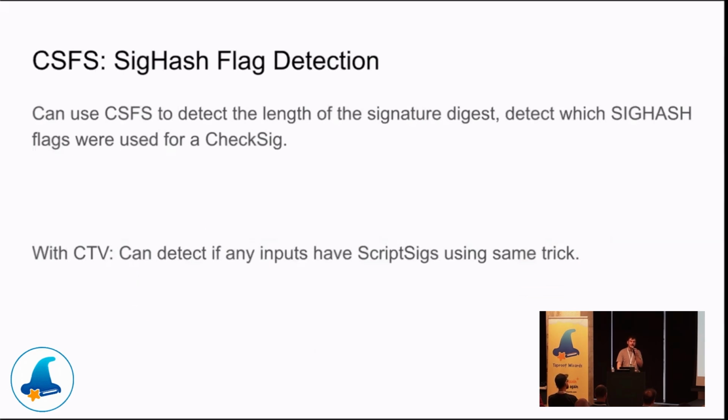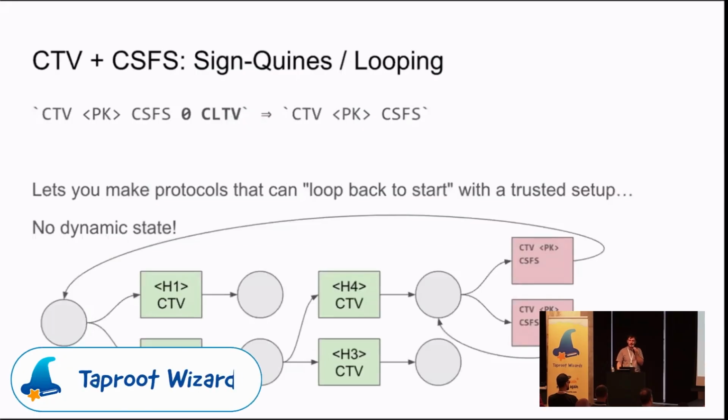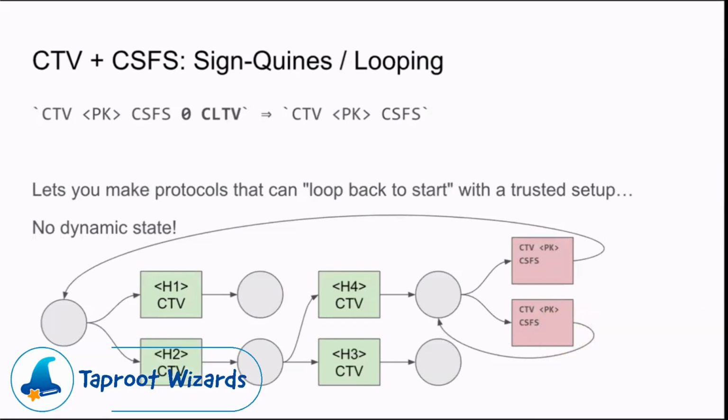It can let you detect if you're using any scriptSigs, so any legacy inputs that have input data. This one's also something you can do: you can have some CTV tree of things that are happening, and then you can have a terminal node that loops back either to itself or to an earlier thing in the tree. That requires a trusted setup, but there's no dynamic state in it either. So it's just a simple state machine that can play itself exactly over and over again with a trusted setup, which is maybe interesting in some contexts.